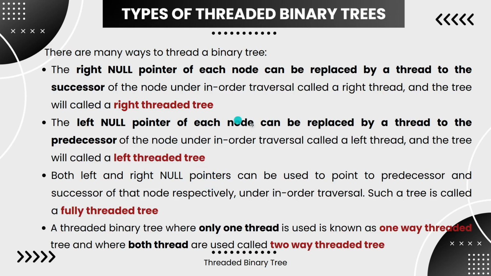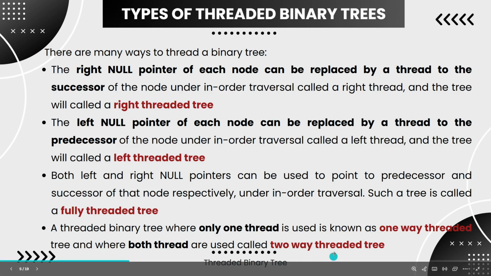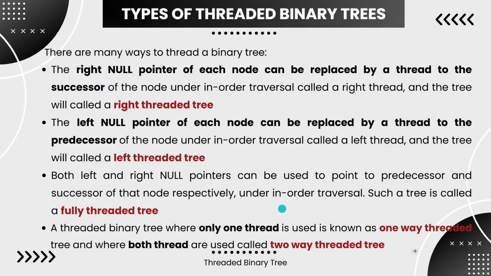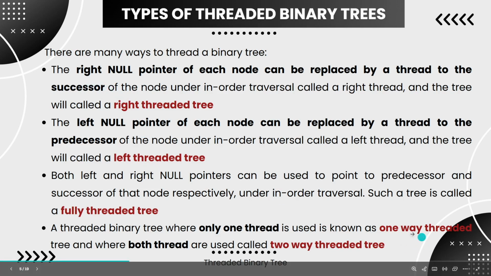And the third way of doing it is that we can have threads along both left and right child pointers, and if so, we call the tree a fully threaded tree. The other name for a fully threaded tree is two way threaded tree, and left threaded tree and right threaded tree fall under the category of one way threaded tree. So, here is an example of how a one way threaded binary tree would look.